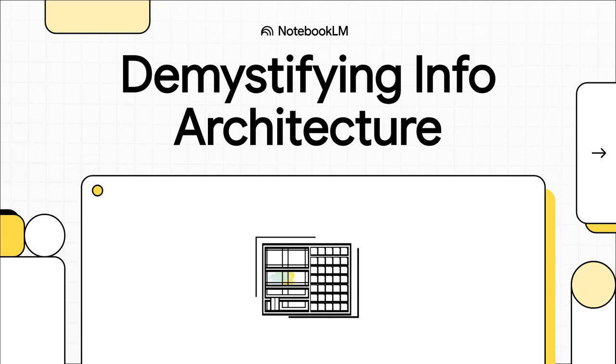All right, let's jump right in. We're going to talk about something that's hiding in plain sight. It's the invisible structure that organizes pretty much every digital experience you have, from your favorite app to the most massive websites. And it's called information architecture.